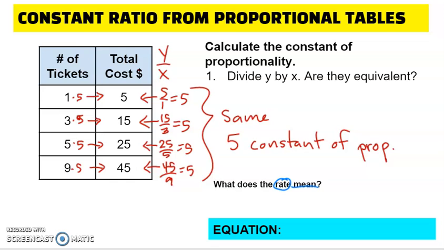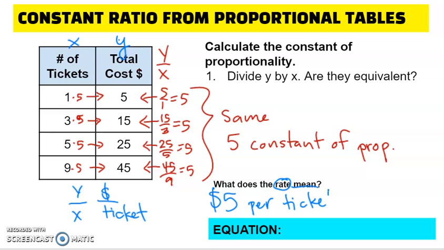And then we want to know, well, what does that number mean with my story? All right, so remember, we come and look, x, y, right? Y to x is cost per ticket. If I put my labels, it helps with this rate part right here. $5 per ticket, okay? And then the equation, we put it all together. Y equals the rate, 5 times x.